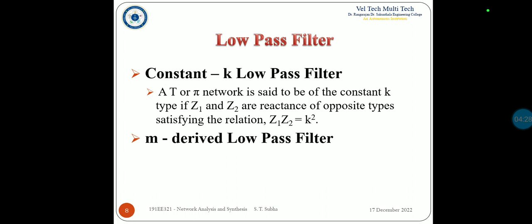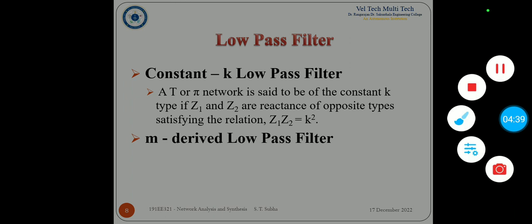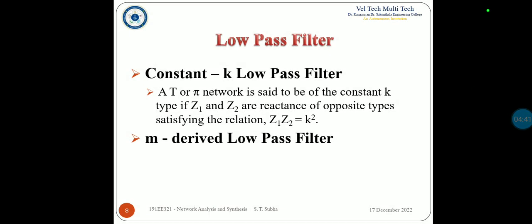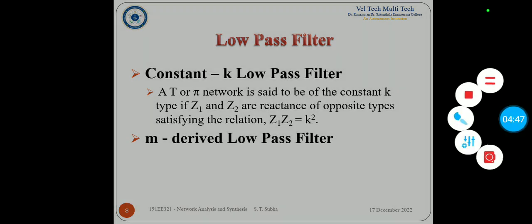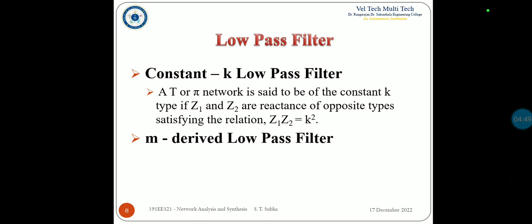The main disadvantages of constant K filters are that the attenuation is not sharp in the stop band and the characteristic impedance varies widely in the pass band. This can be overcome by the M-derived low pass filter. Constant K filter is also known as the prototype filter because all the other forms of filters can be derived from constant K filter.